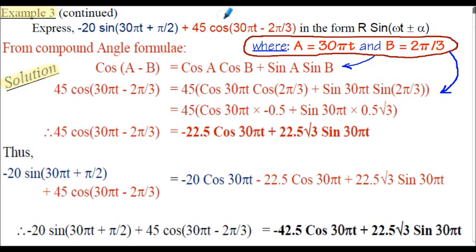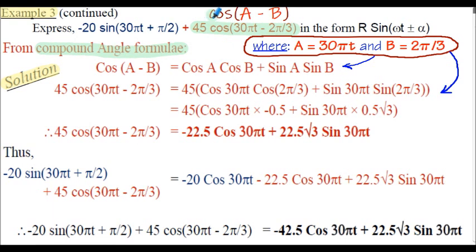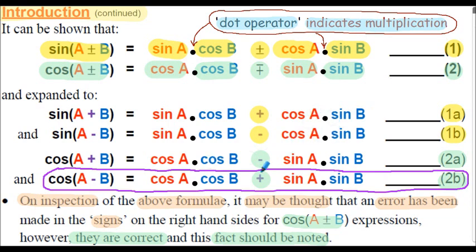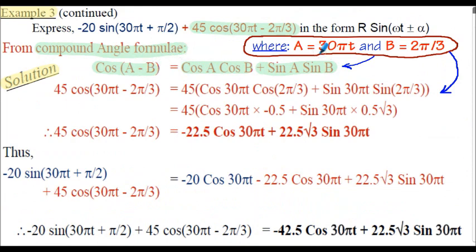Example 3, solution continued. Now we adopt a similar process for the second of the waveforms we're given. From our compound angle formulae listing this time, you can see we have the form cos of a minus b, shown here and expanded here on the right hand side. Again, back to our original listing from our previous presentation, the formula we're using here is labelled 2b, cos of the difference of two angles, A minus B. In this case, our angle A is 30 pi t, and our angle B is 2 pi divided by 3. We adopt exactly the same process as before, inserting angle A into the formula, inserting angle B, and again evaluating.